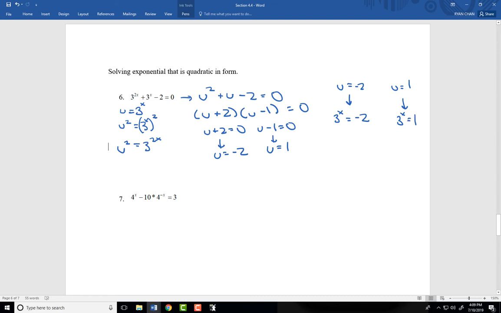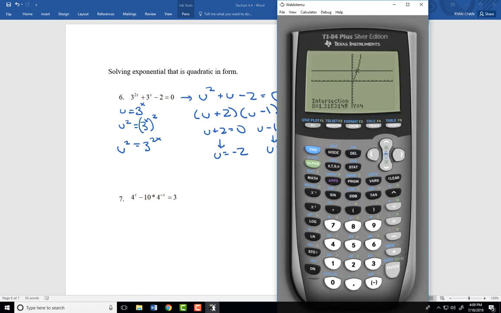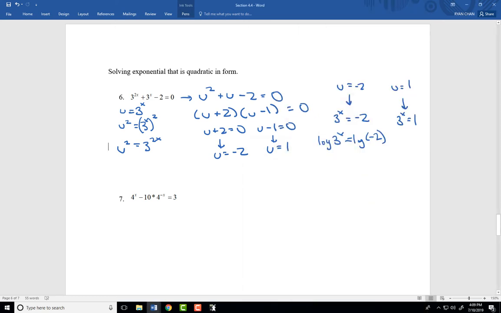So remember, how do I solve for x? Take the natural log or log of both sides. It actually doesn't matter which one you use. If I take a log of both sides. Okay. Now, remember, you cannot take a log of a negative number. Okay. If you forgot, just throw it in. You're like, what's log of negative 2? It's not real. Okay. So this one here doesn't work.